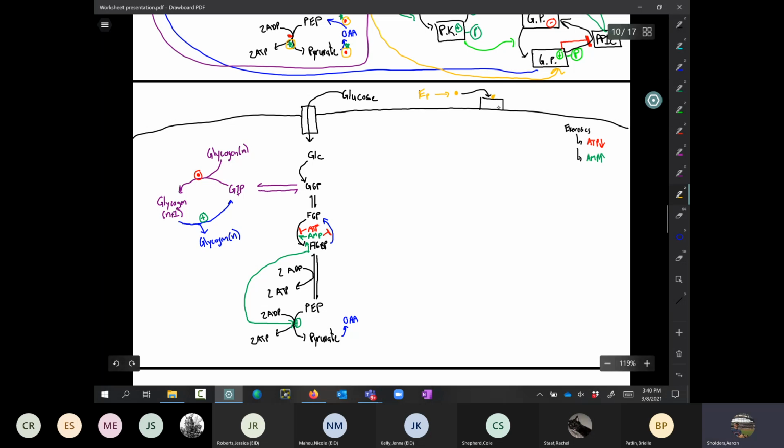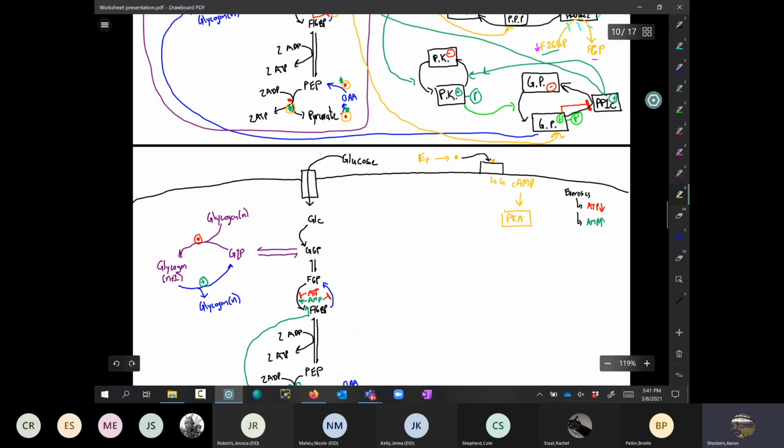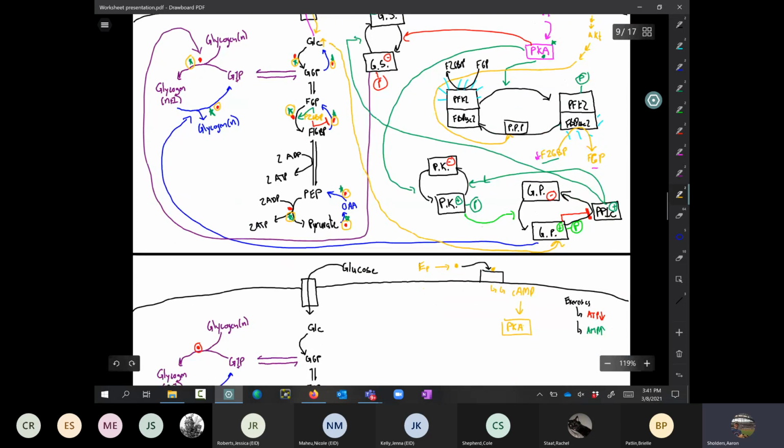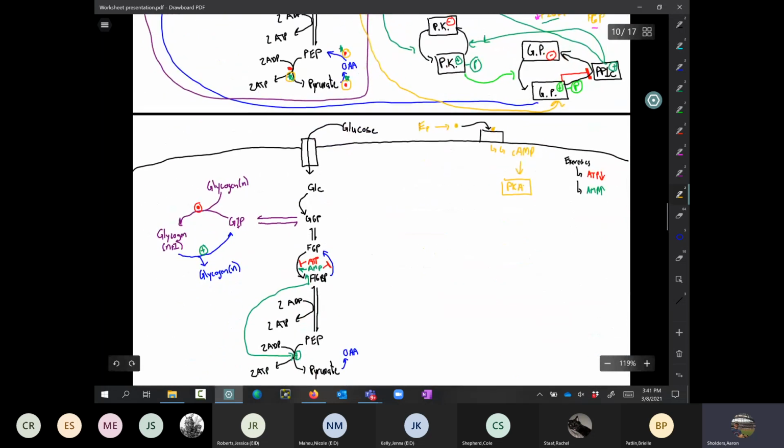Essentially what it's going to do is the same thing we saw in the liver. It's going to lead to the production of cyclic AMP, and then cyclic AMP is going to activate PKA. So similar to what we saw up here. Of course I used pink there, but now I'm using yellow apparently. That's going to be activated now, because epinephrine has been released.